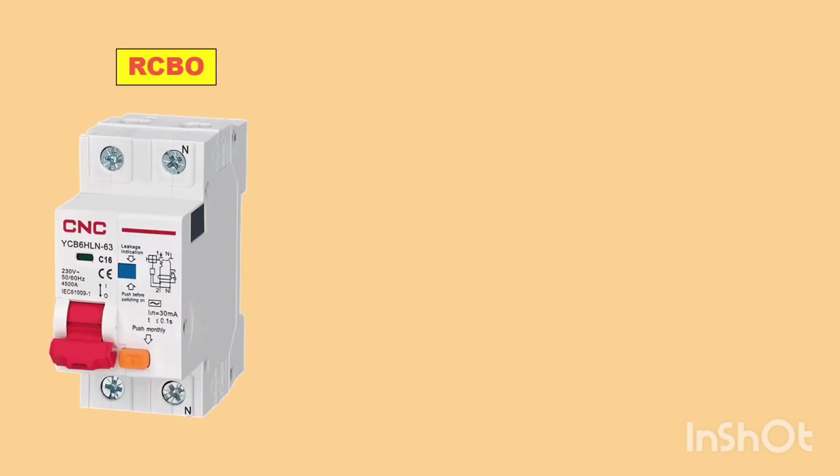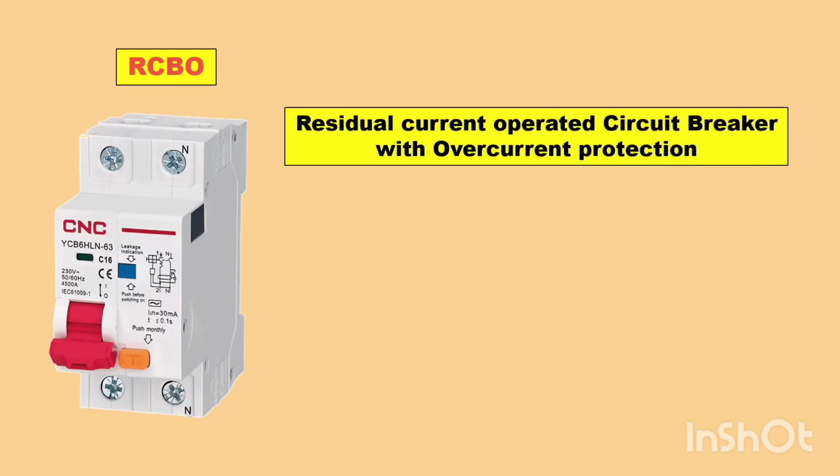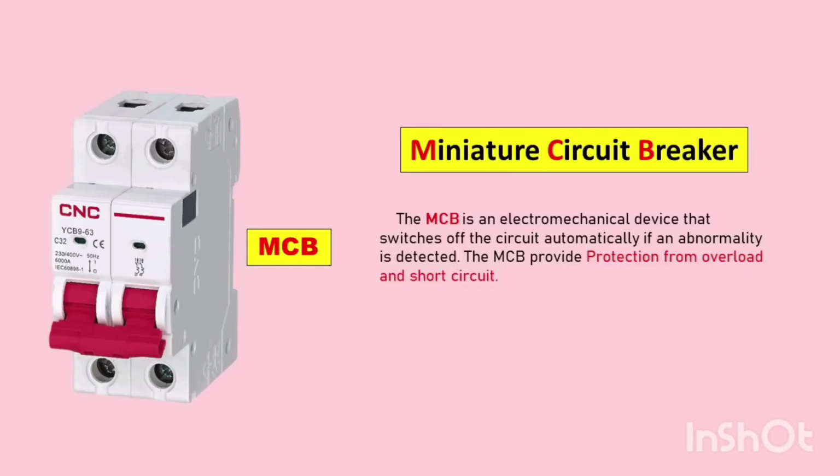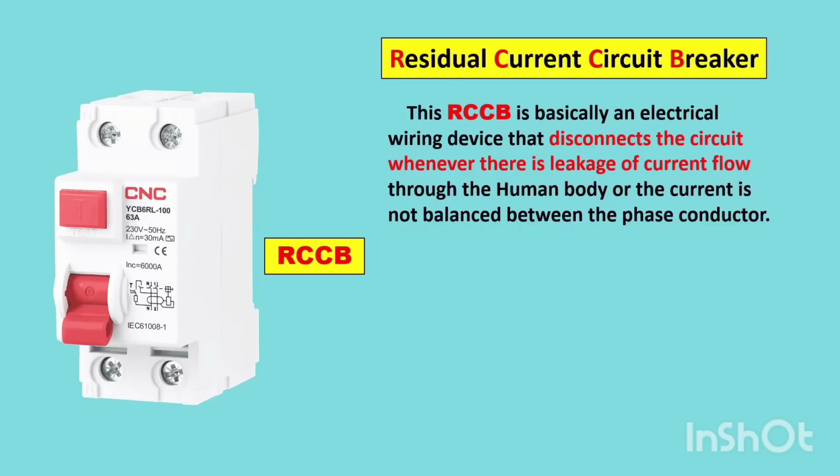Now here we have a RCBO. Full form of RCBO is residual current circuit breaker with overload protection. By listening to its name, you must have got an idea that what is the working of RCBO. But I will explain you everything. Like I told you in the starting that the MCB we have, MCB provides us protection from overload and short circuit. After this I told you that the RCCB you have, RCCB provides protection from earth fault.